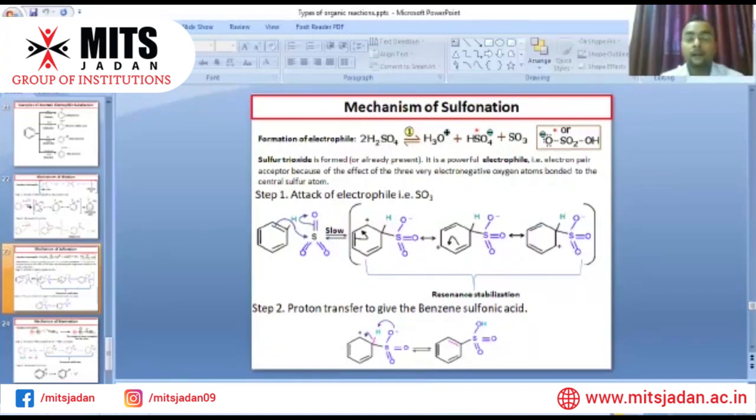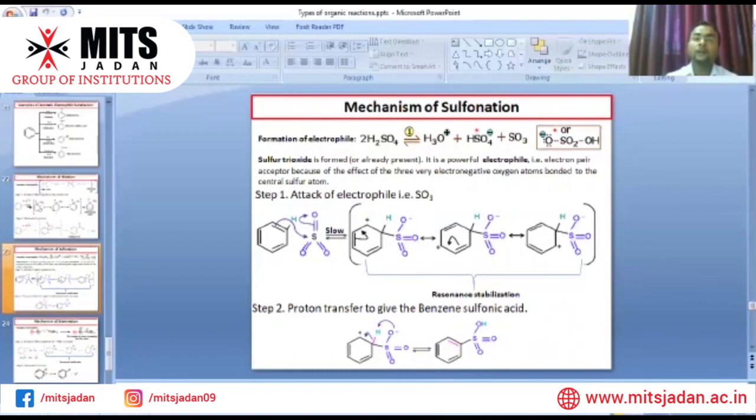this sulfur, present in the form of sulfur trioxide, in step 1 attacks the benzene nucleus and takes its 2 electrons in the pair, and we get the resonance stabilized structure. In the second step, from this hybrid structure the proton transfers, and we get benzene sulfonic acid as the desired product.